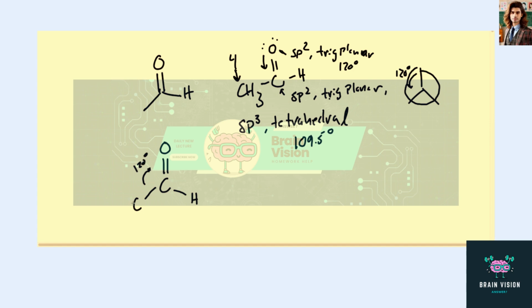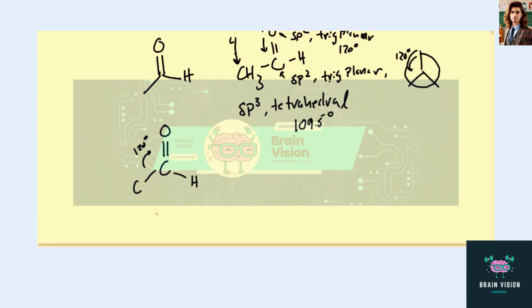Now this carbon is sp3 tetrahedral, so we can put 2 bonds in the plane: one of its hydrogen bonds, and the carbon-carbon bond. If 2 bonds are in the plane, then we need 1 bond pointing up and 1 bond pointing down. So we've got a hydrogen pointing at us and a hydrogen pointing away from us. These are 109.5 degrees.